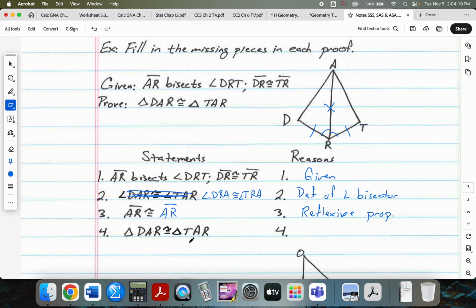Now we have enough to say that the two triangles are congruent. If I just look at one triangle, I've got two sides and an angle, and the angle is in between those two sides. So that's side, angle, side.